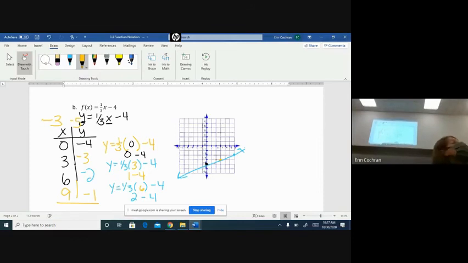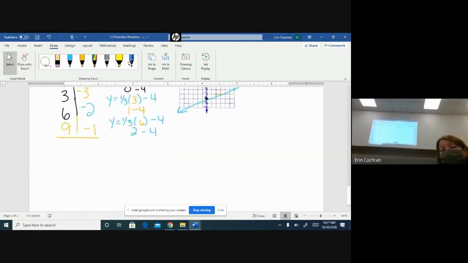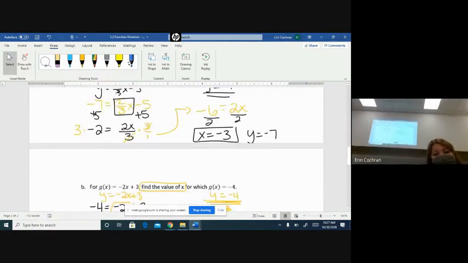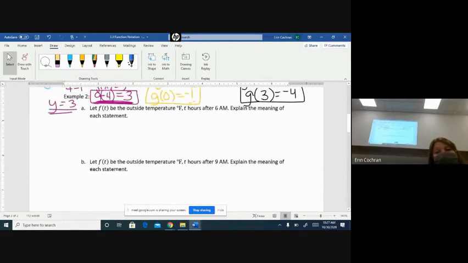-5. So if it's linear, there should be a pattern between your x's and your y's because it's a constant rate of change. Okay. Are there any questions with that? All right. So now I'm going to go to example 2. We're going to finish here and then we'll probably stop for the day. Okay. So let F of T be the outside temperature in Fahrenheit.